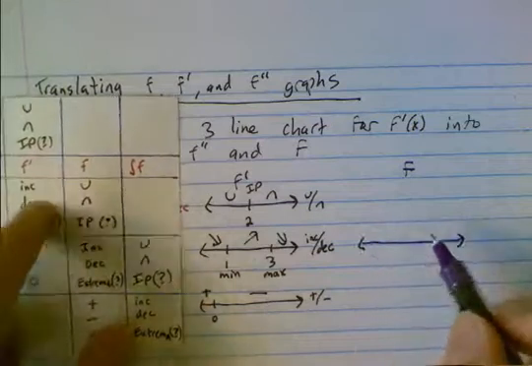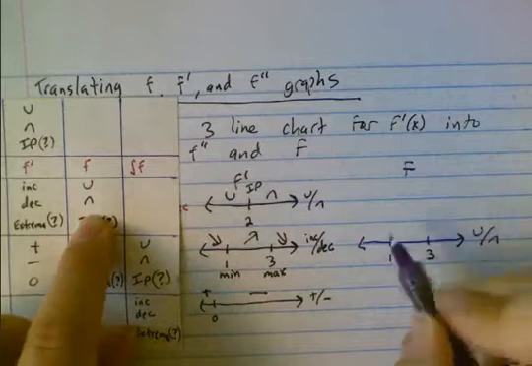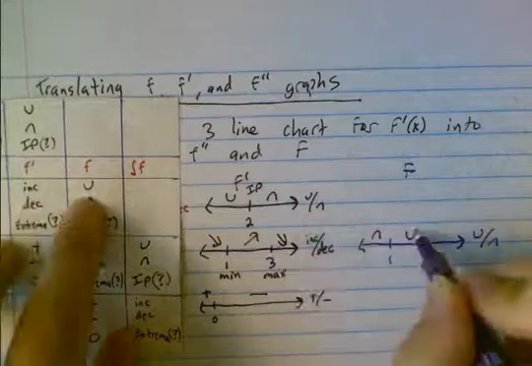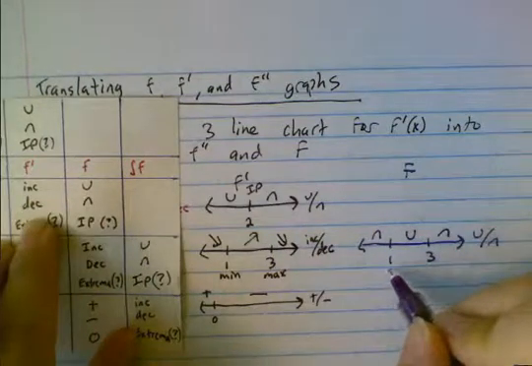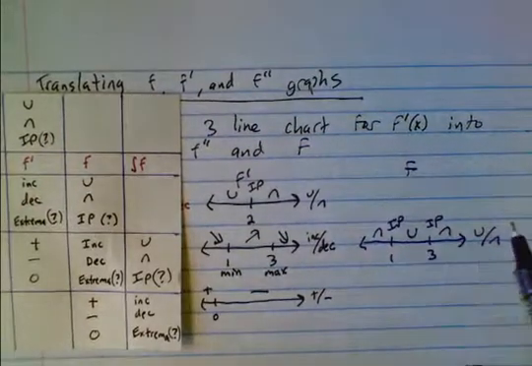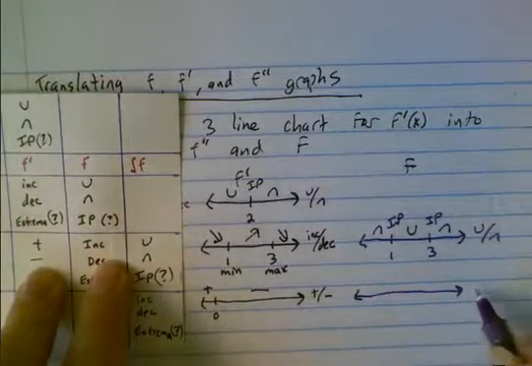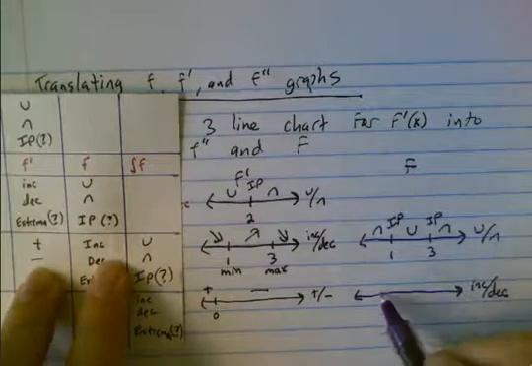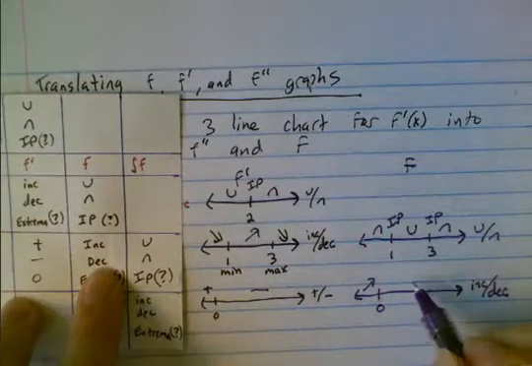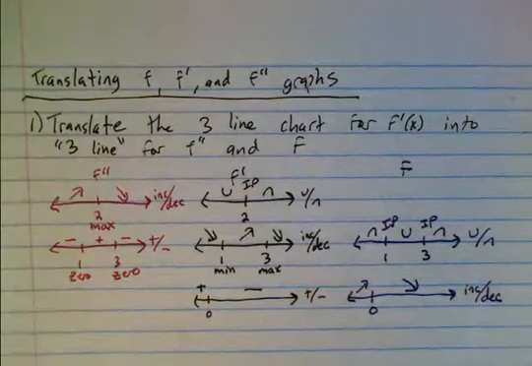But this one, f prime increasing, decreasing, translates into f concave up, concave down. So here's 1, here's 3. Decreasing, concave down, increasing, concave up, and these look like they are inflection points because concavity changes. Okay, for this one, positive and negative translates into increasing, decreasing. Positive, increasing, negative, decreasing. And there we go. We've done our translations.